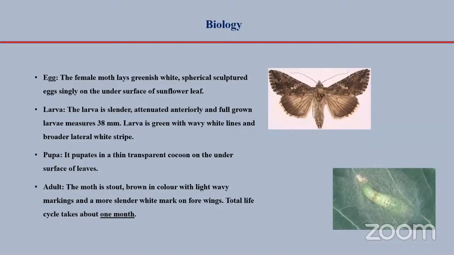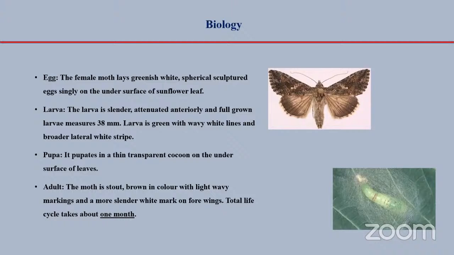So next is the biology. The female lays eggs. It is a greenish white, spherical, sculptured egg that is laid singly on the undersurface of the leaf. The emerged larva will be slender, very tiny, with attenuated antennae. And the fully grown larva measures about 33 mm. You can also observe here that the larva is green in color, and they also have wavy white lines and broader lateral white stripes.